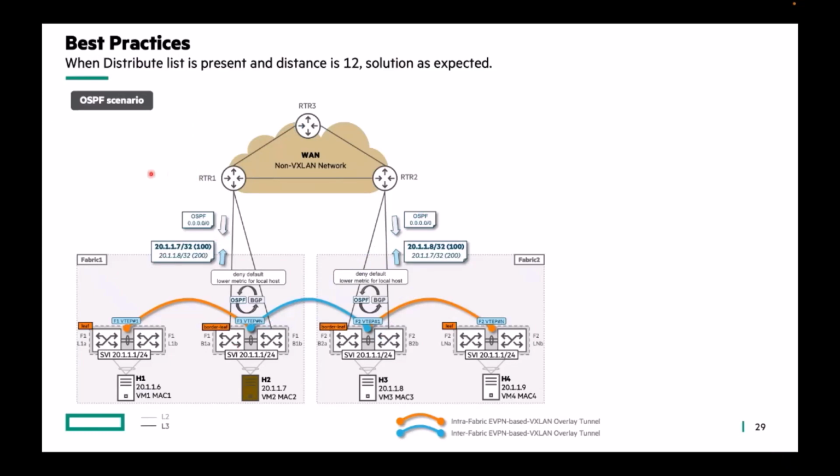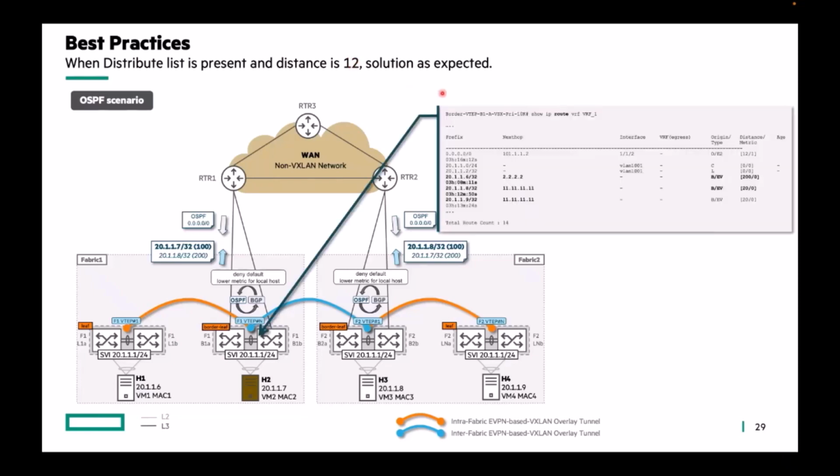Now I'm trying to highlight what happens if we don't do what I just said, that is, when we do not use the distribute list or we do not change the distance. I told you about the theoretical approach; let's look at the outputs to see how it looks. In this slide, the distribute list is present and the distance is 12, which is lesser than the eBGP AD value. It can be anything, it does not necessarily need to be 12, just lesser than 20. The outcome is as expected.